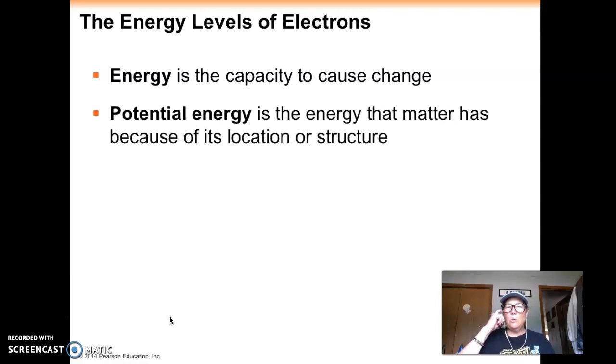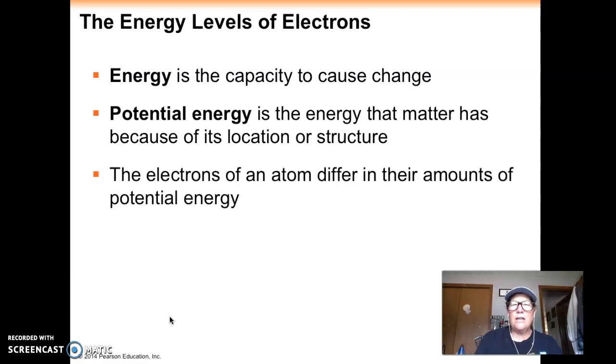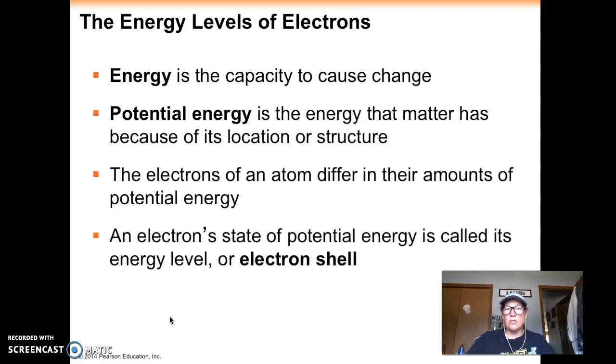Well, when they're in their lowest energy level, they have what they call potential energy. It's the energy of them in their regular location. Now, if you want to get some energy from them, you have to do something to cause a change in that energy. Electrons of atoms have different amounts of potential energy depending on the atom that it is. Usually the bigger it is, the more potential energy it has. And so you can release that energy when you do various things like chemical reactions.